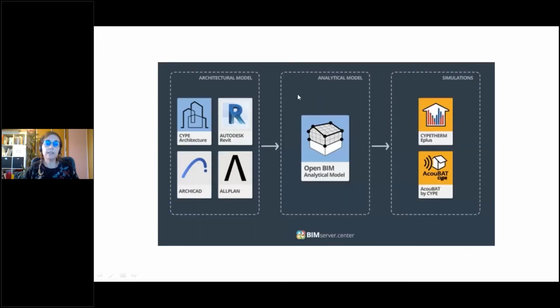Then, some of our tools can work directly with the architectural model. For example, our plumbing programs or our programs for sprinklers, etc. But if we need to analyze a building thermally or acoustically, we need an analytical model. The good news is that we have another application, in this case called OpenBIM Analytical Model, that converts the architectural model into an analytical model. So just by using this very simple tool, we can convert to an analytical model, which can be used perfectly directly from AcouBAT by CYPE or CYPE Plus if it's a thermal simulation.